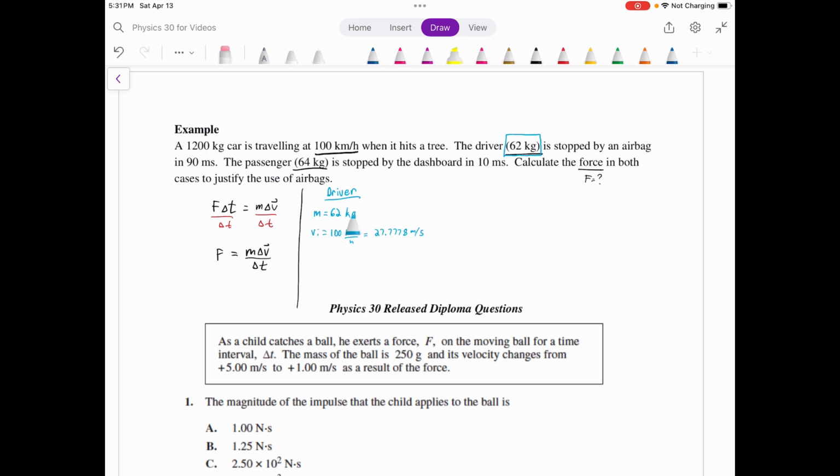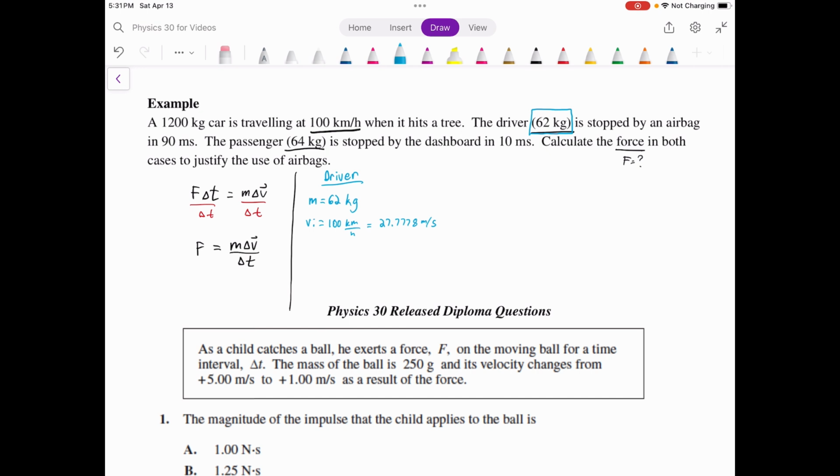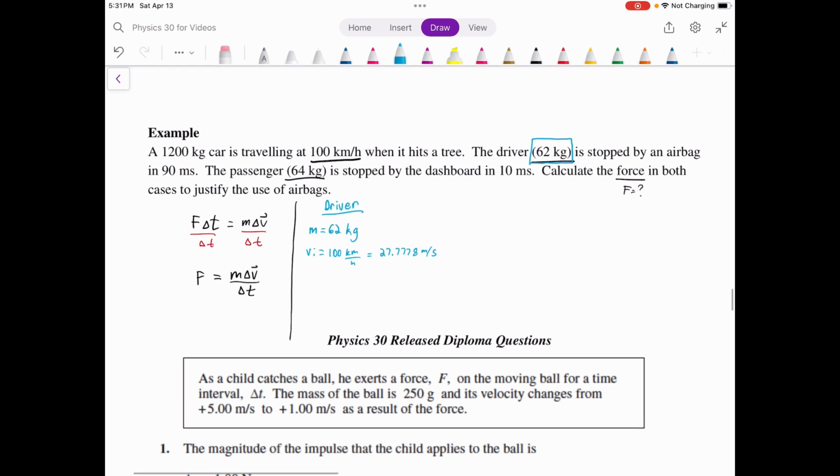So their mass was 62 kilograms. Their initial velocity was 100 kilometers per hour. They were moving with the car, right? And so I've gone ahead and converted that into meters per second, multiply by 1,000, divide by 3,600. They didn't tell us the final velocity, but can we figure it out here, right? They hit the tree. They came to a stop, right? Stopped. So our final velocity is actually just 0 meters per second.